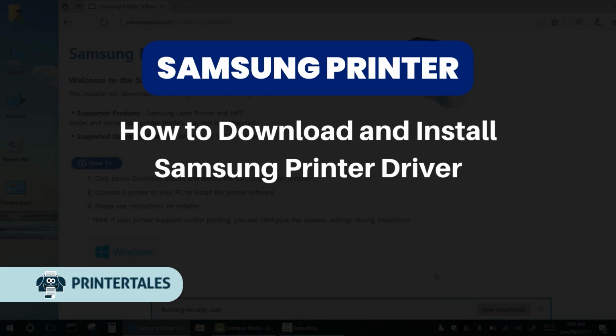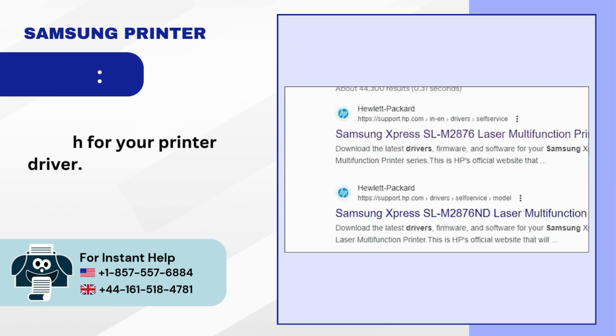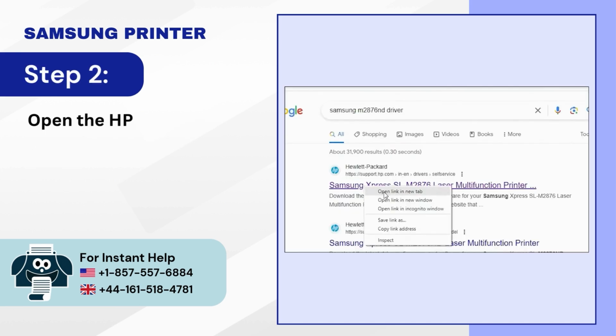How to download and install Samsung printer driver. Step 1. Open your browser and search for your printer driver. Step 2. Open the HP official website.